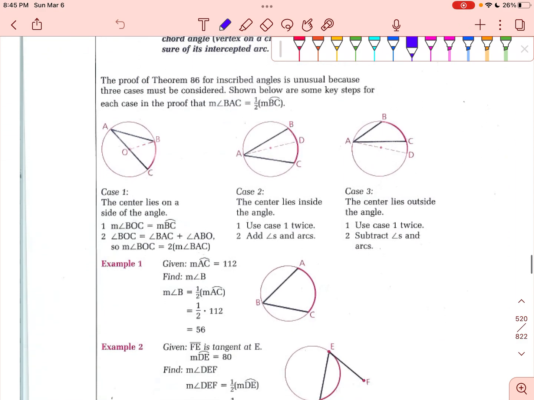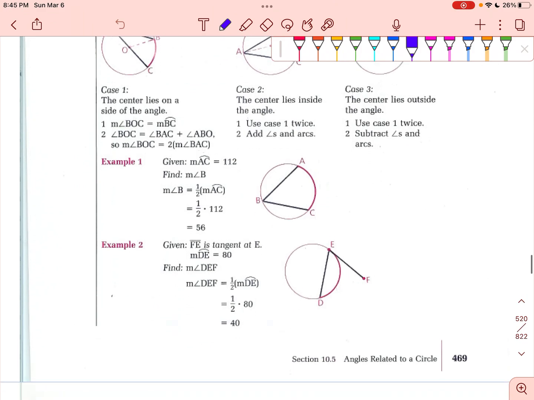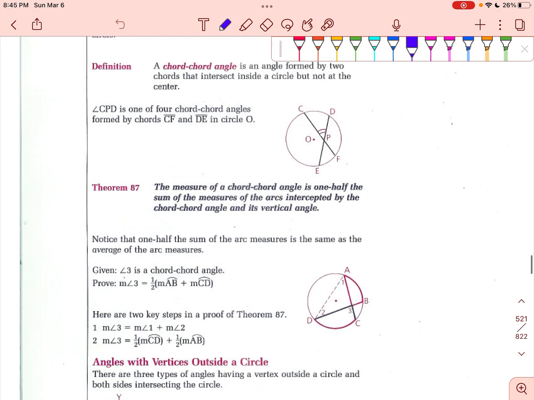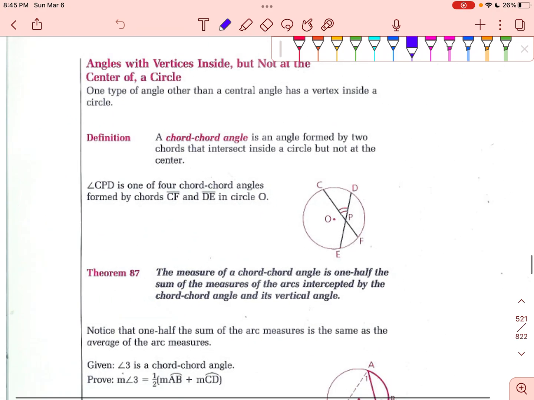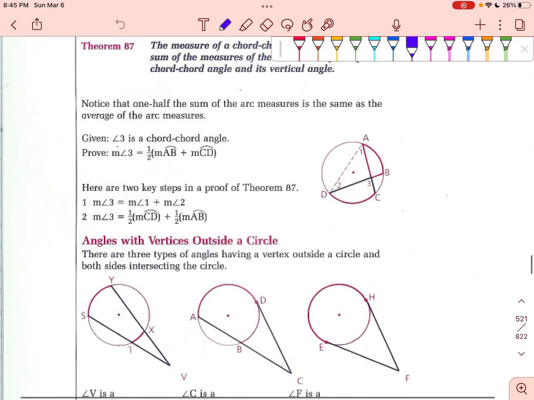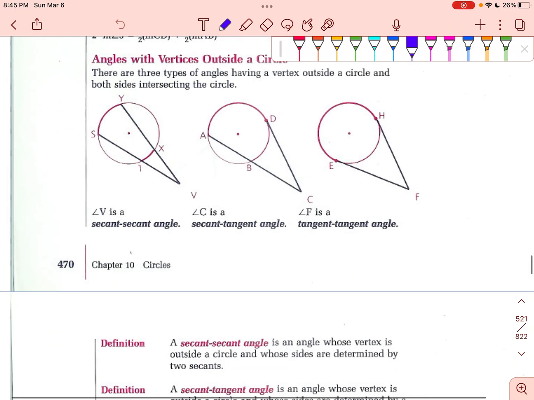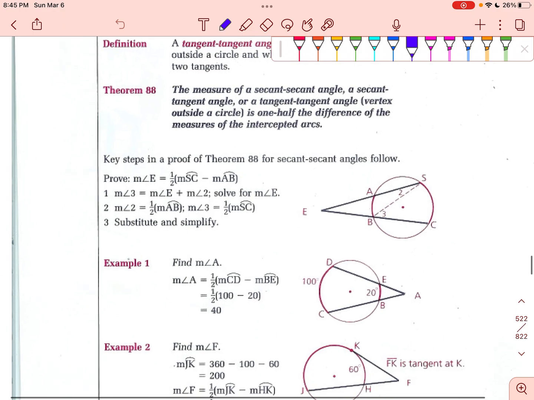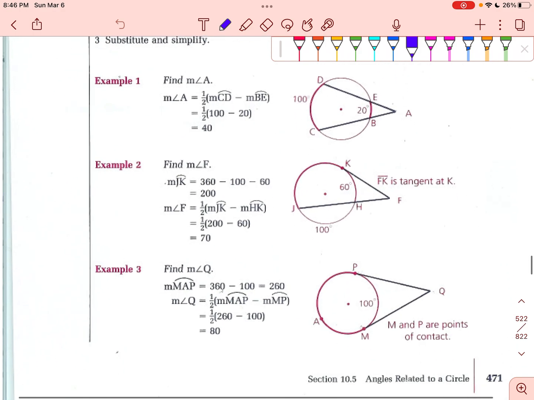So we've done all these. Again, they talk case by case basis about your inscribed angles. The ones that I talked to you about, the inside angles, they call them chord angles. They have all these fancy names for them. Again, it's the same thing as I just taught you before. This is just a little bit more intense. They go through the proofs of the actual theorem.